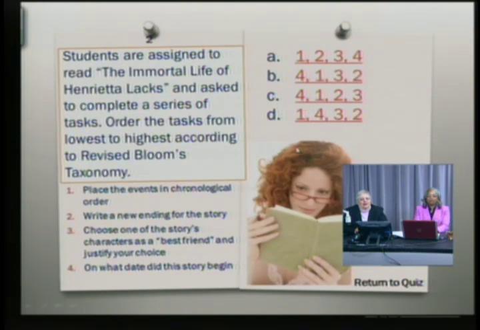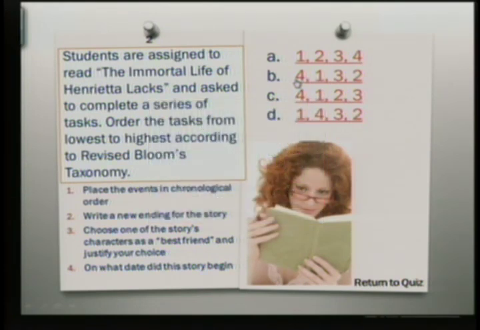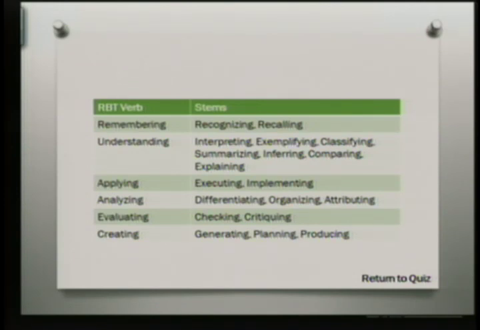So okay. That means it's either B or C. No? The answer is D, you think? For highest or lowest? Yeah, B. The answer is B. Okay, B says: four, on what date did the story begin? Which is the first one, the lowest level. Number one, place the events in chronological order. Three, choose one of the story's characters as a best friend and justify the choice. Or two, write a new ending for the story. You said the answer is B? I agree. Yes, B was the correct answer.